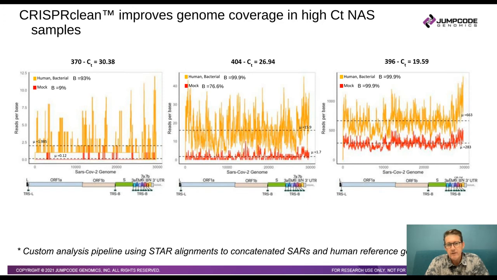And so you can see here that in the high CT sample on the left, with no depletion, simply just shotgun sequencing, the average coverage is approximately 0.12, whereas with depletion, the average coverage is 1.985. And this represents around a 16x increase in coverage over the COVID genome with depletion, even at a CT of 30 plus.